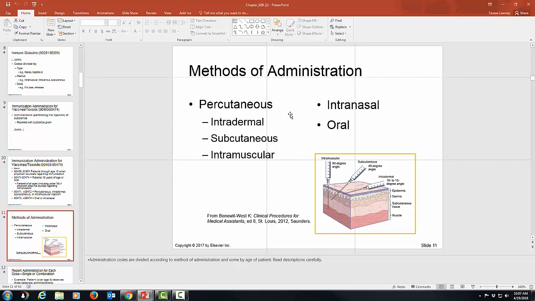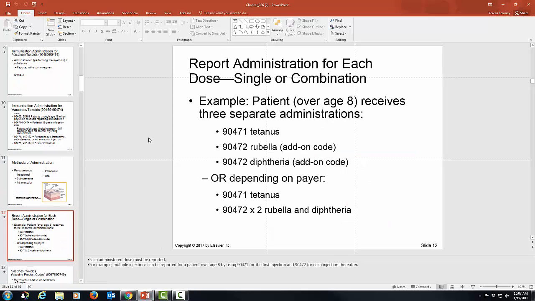Okay, all of you MA students, your stars for as far as this goes, your percutaneous: is it intradermal, subcutaneous, or intramuscular, and is it intranasal or oral? So you need to make sure what kind of administration you are coding. Report an administration code for each dose, and again, here are some examples.